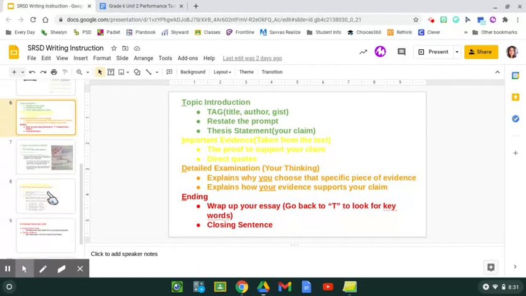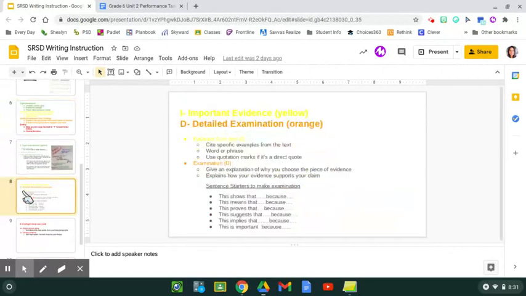So let's look a little bit more at what that means. So remember, I put the I and the D together. But with the evidence, that is where we cite specific examples from the text. So a sentence or a phrase that's going to support your idea, what you're trying to say. So a word or phrase, and you're going to use quotation marks if it's a direct quote. So if you're copying exactly from the text.